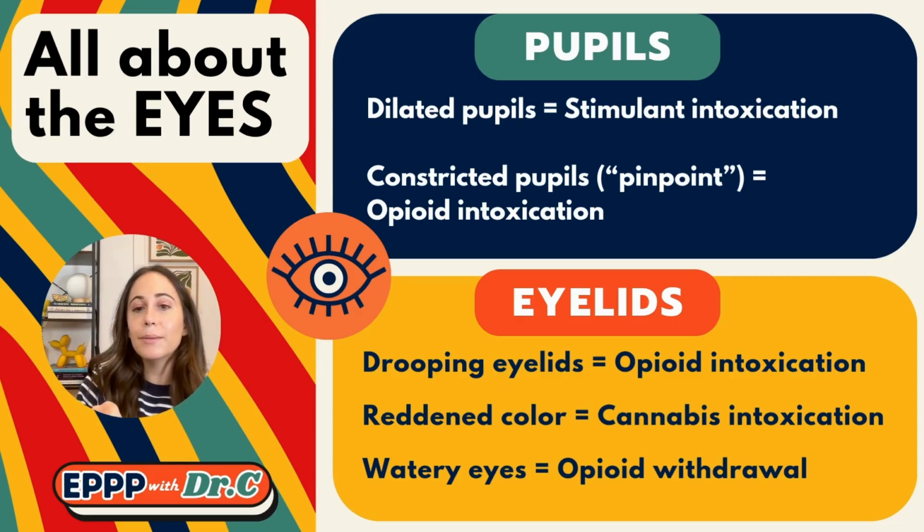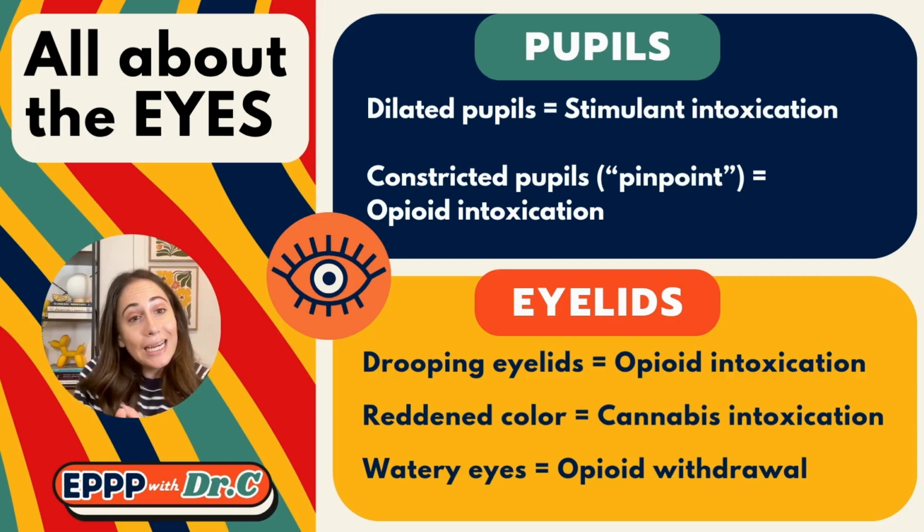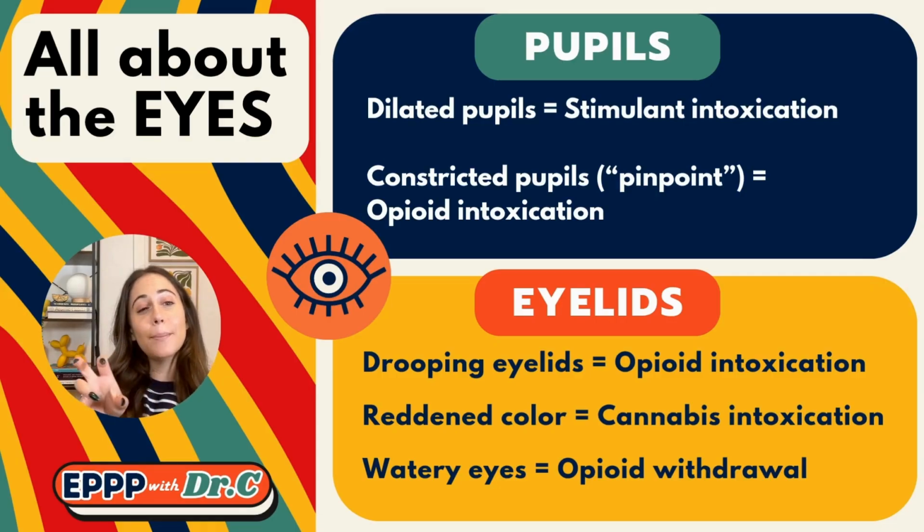Do they describe someone's pupils? If they are describing dilated pupils, I know I'm talking about stimulant intoxication. If they're talking about constricted pupils, meaning really pinpointed pupils, I know they're probably talking about opioid intoxication.